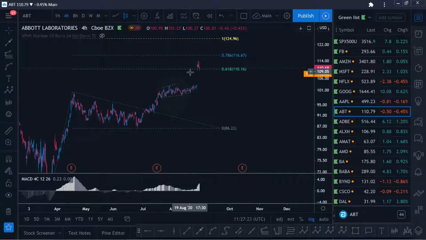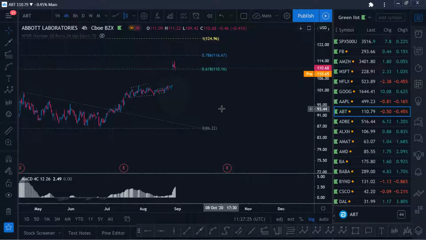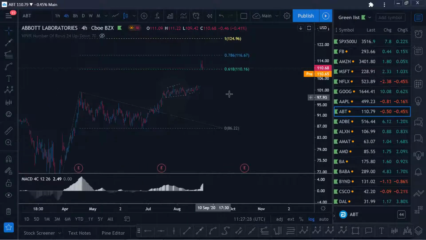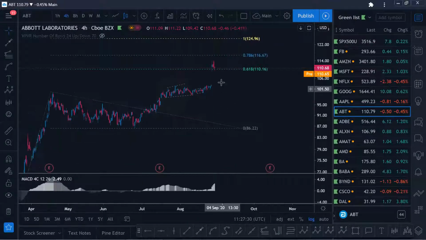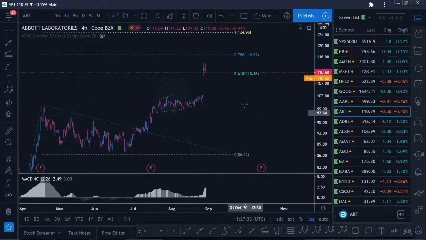The only problem is we have a gap here, so that's also a little bit of a risky trade. That's kind of the theme for the market at the moment. It's really risky to get long given how exuberant shares are at the moment.